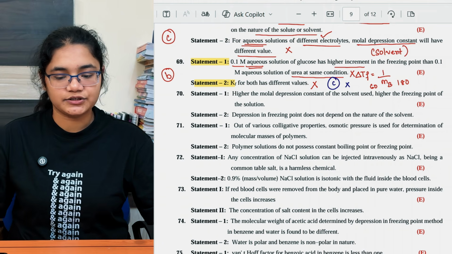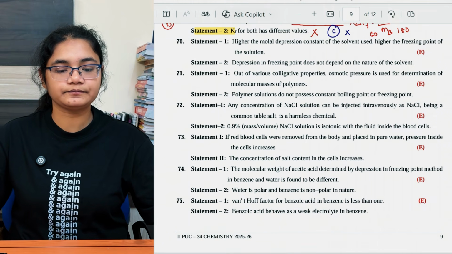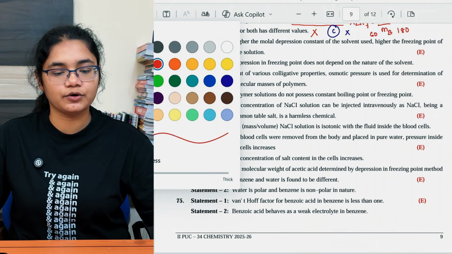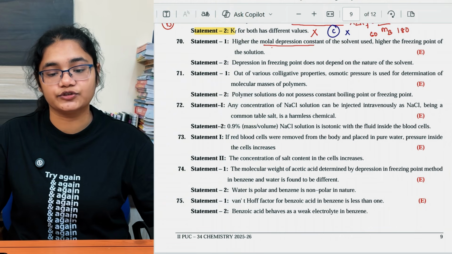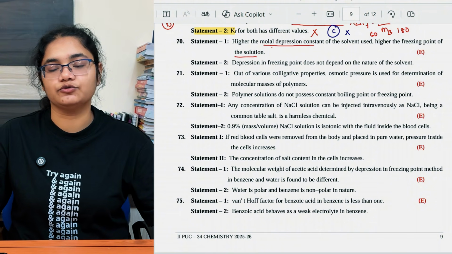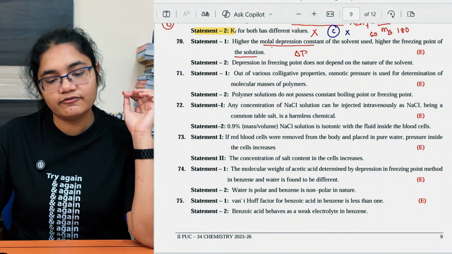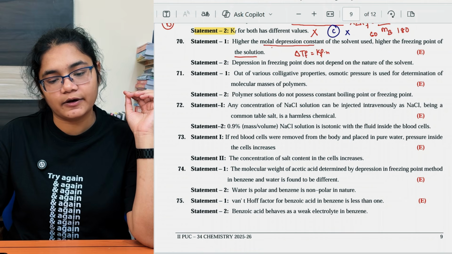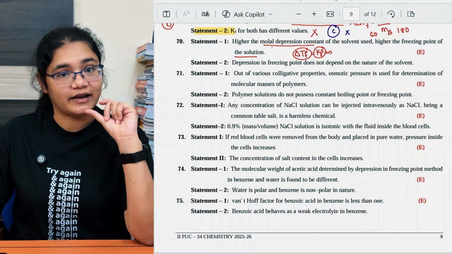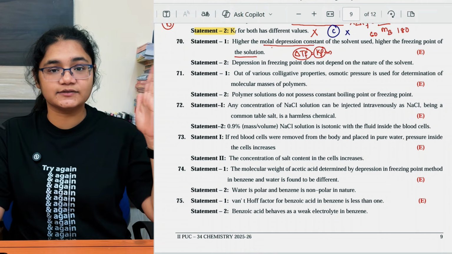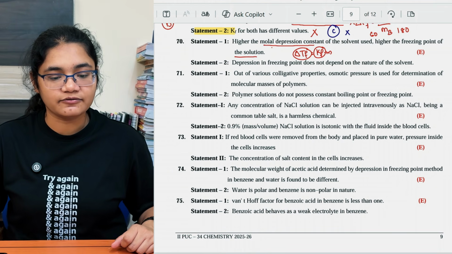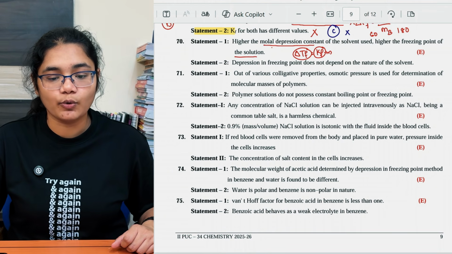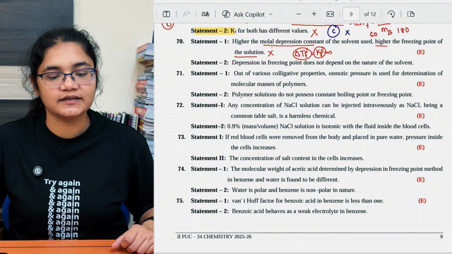Now let's move to question number 70. Higher the molar depression constant of the solvent used, higher the freezing point of the solution. No, see, delta Tf is equal to Kf dot m, right? If this value is higher, then the delta Tf value will also be higher. And if delta Tf is higher, the difference is more. That means the freezing point has decreased to a greater extent, so the freezing point of the solution will be lower, not higher. So this statement is incorrect.